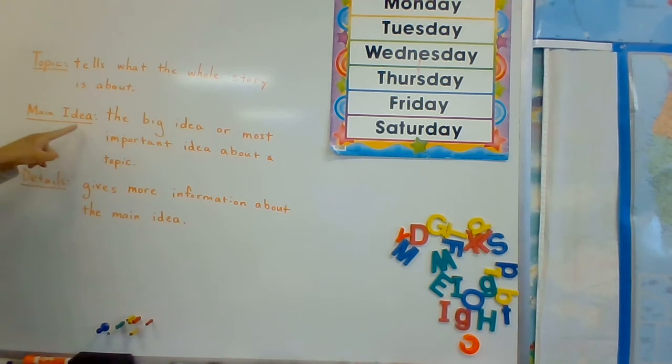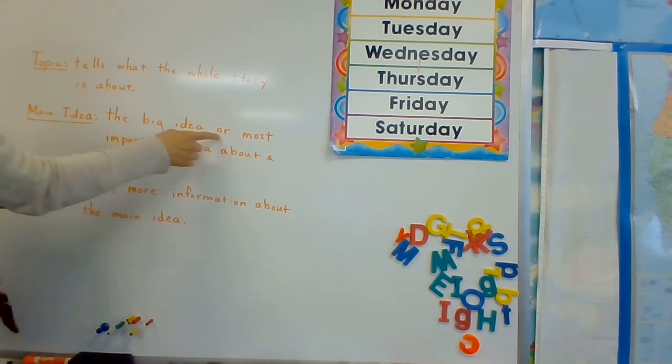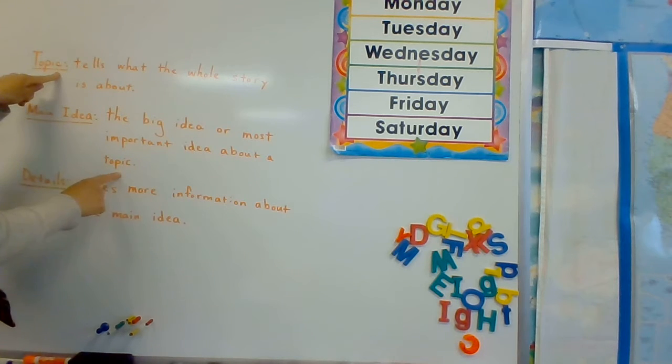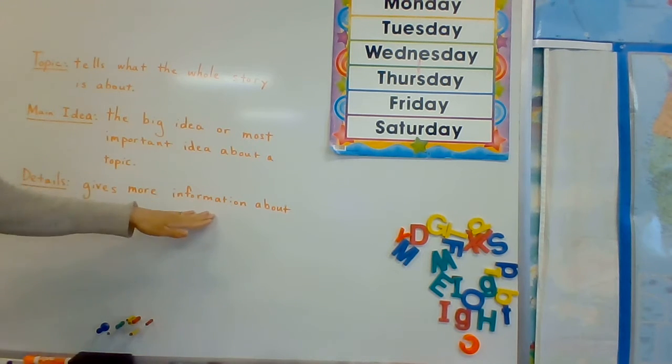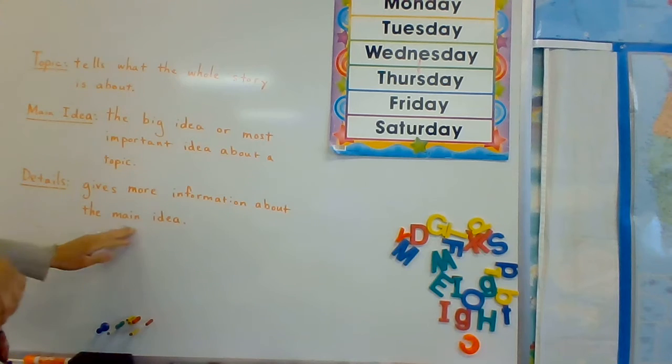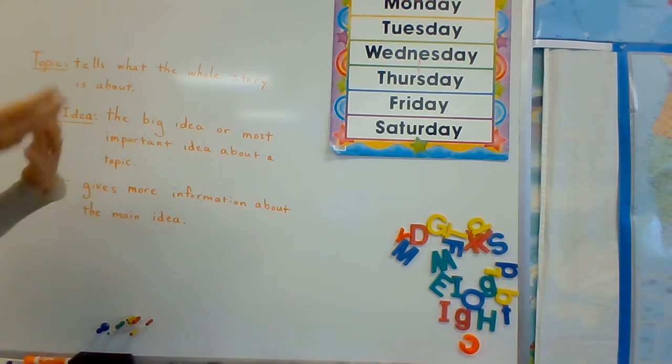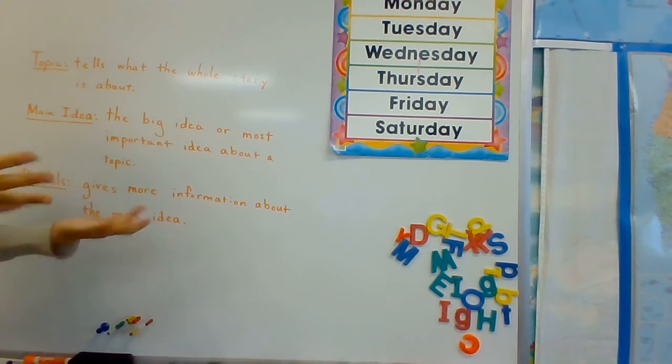Every story also has a main idea. The main idea is the big idea or the most important idea about the topic. So the big thing that you're talking about in your story, and the details are what come last in a story. The details give more information about the main idea. They give you as much information as possible.